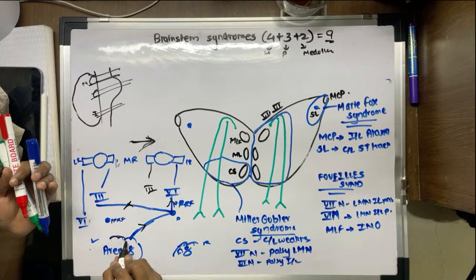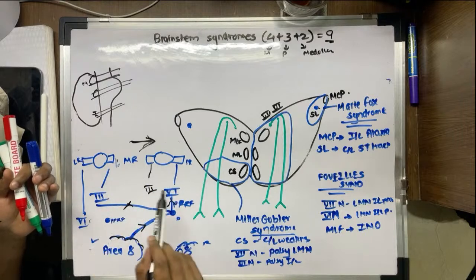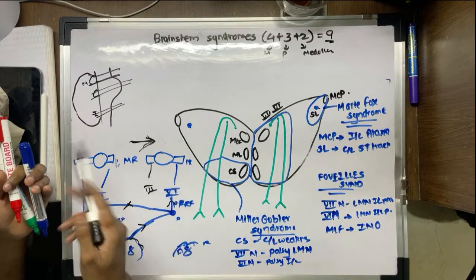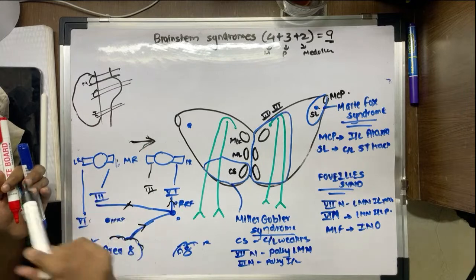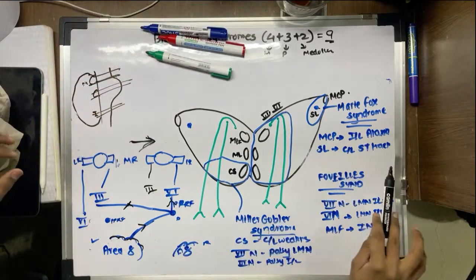Also, you should remember that in area number 8 there is ipsilateral gaze preference. So if he cannot look towards this side, he will be able to look towards the other, and he will prefer this gaze. So there is ipsilateral gaze preference in frontal lobe lesions.